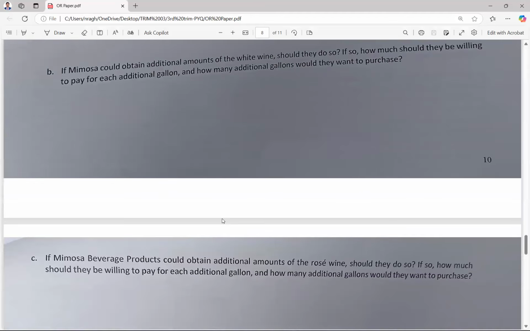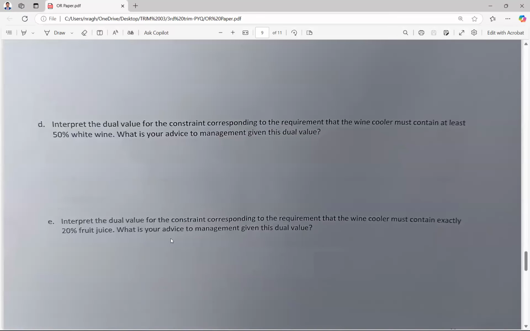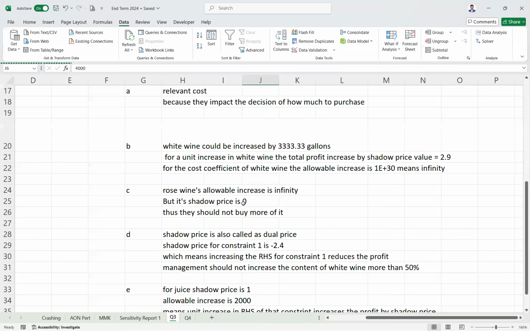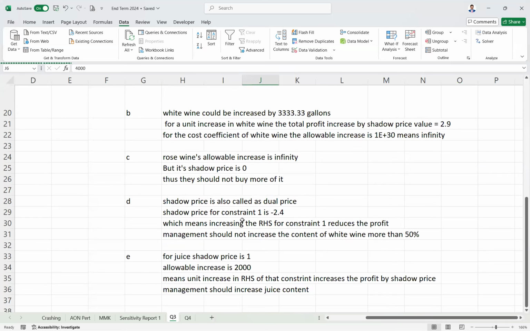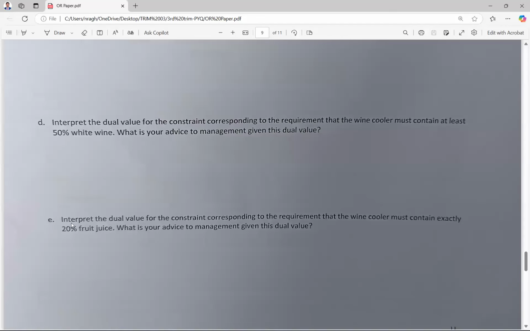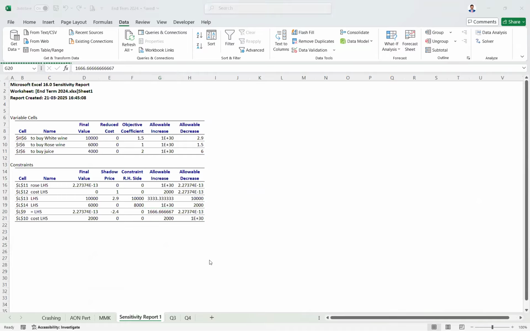Okay, now see, this part is explained in the first video of LPP in my videos. If you want, just look at it over there. You have the sensitivity report. I think you already know how to generate the sensitivity report. Quickly look at this E part. Interpret the dual value. Dual value or shadow price, both are the same. So don't get confused because of dual value and shadow price. Dual value and shadow price both are the same.